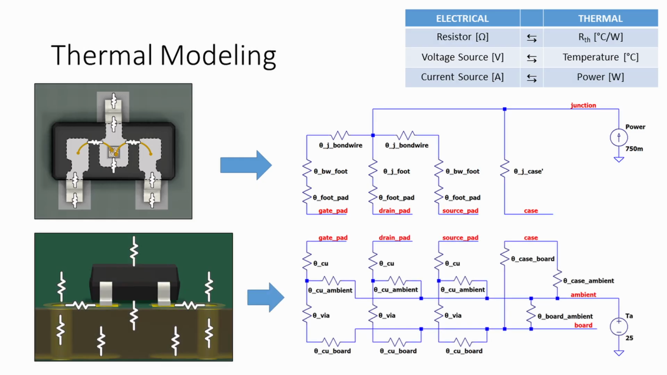Outside of the package, the part sits on the board where heat continues to travel through thermal paths of least resistance. Again, the circuit model shows how all of these thermal resistances might be modeled. The voltage at various nodes can be read as temperature, and the boundary condition is the ambient temperature voltage source of 25 C.